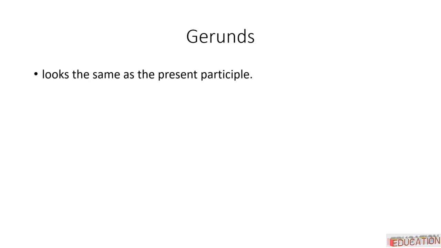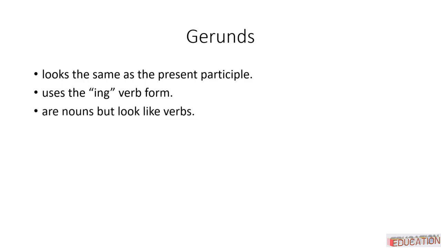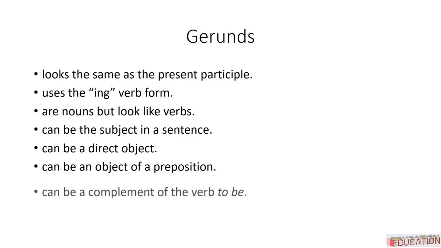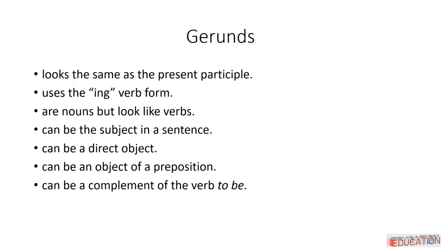This is the lecture that concerns gerunds. Gerunds look the same as the present participle, and they use the ing verb form. Although they look like verbs, they're actually treated as nouns. They can be the subject in a sentence. It can be a direct object. They can be an object of a preposition. They can be a complement of the verb to be. And they can be used to form compound nouns.